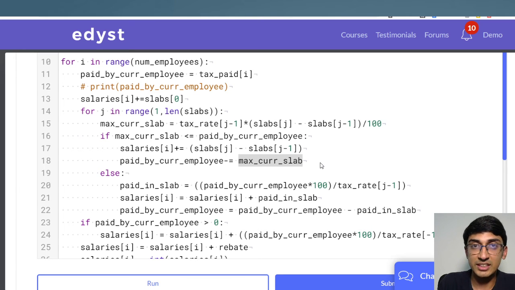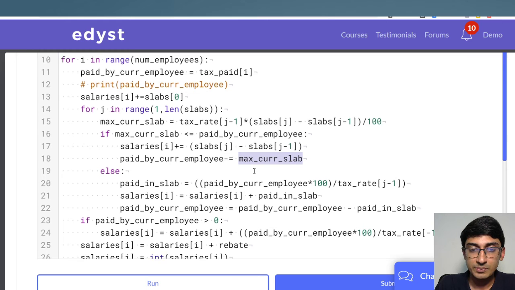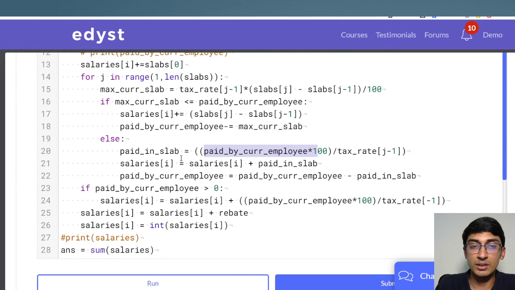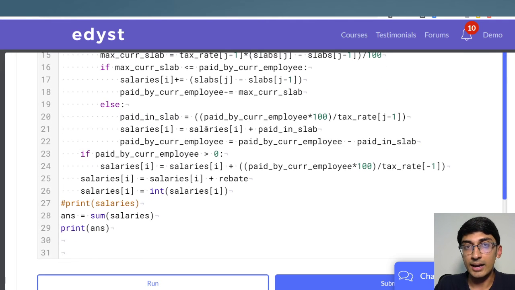However, if we've reached a stage where the maximum amount available in this slab is not what the employee has paid, that means that they fall under this tax slab, means that we have to calculate how much they have paid in this slab, and that you can calculate using the percentages and add that to the salary, right? And finally, once we exit all of this, if we still have certain tax remaining to be accounted for, we use the last tax slab that we had and we try to account for it over here.